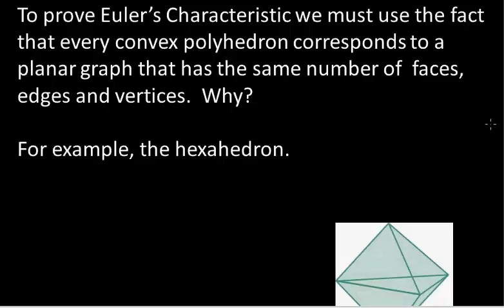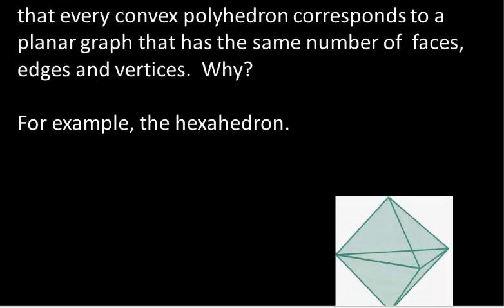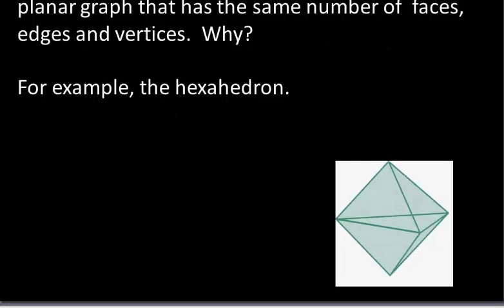So just take a quick look at this hexahedron here. It has 6 faces. Notice it's not regular. If I look at this vertex, I see 3 edges coming into it, whereas 4 edges are coming into this vertex. So it's not regular, but it is a convex polyhedron.